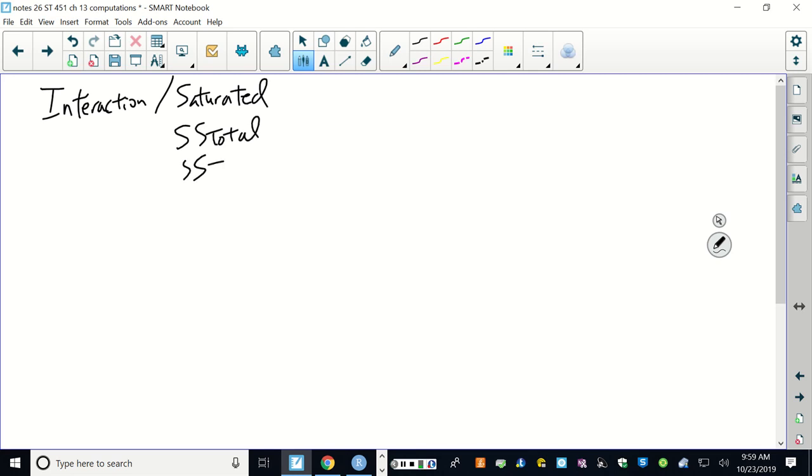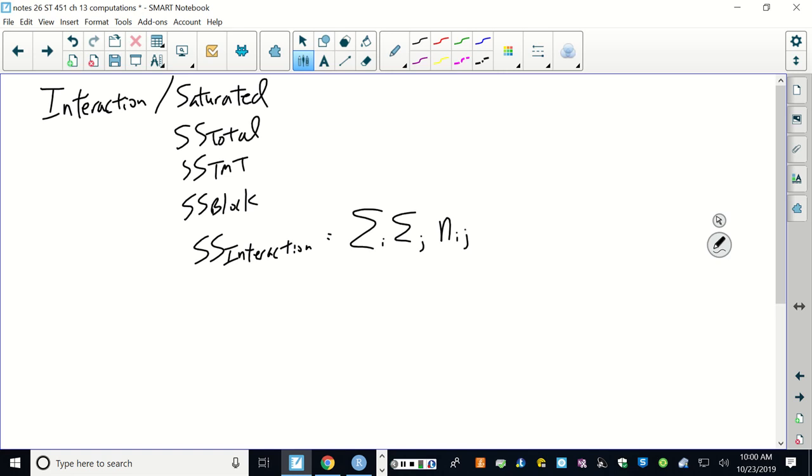Sum of squares treatment's the same. Sum of squares block is the same. Right? But now there's a sum of squares for interaction. Well, kind of following the patterns before, each block times treatment is defined by an I and a J. Right? A certain level of treatment, a certain level of block. And there's a certain number of observations that get that measurement. Right? And so it's the average in that block over the average squared.